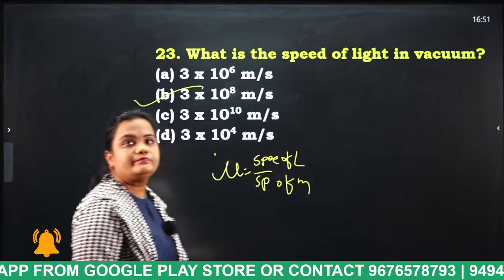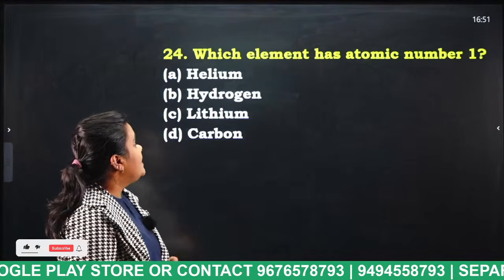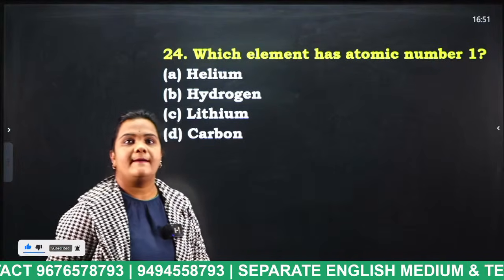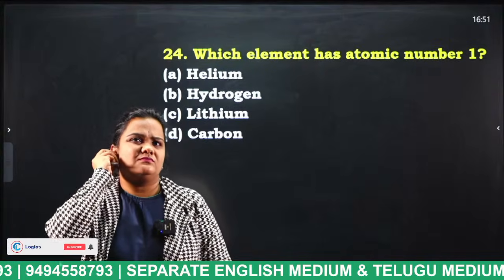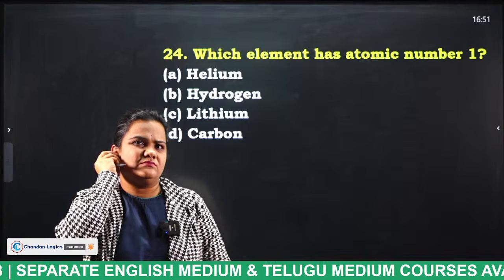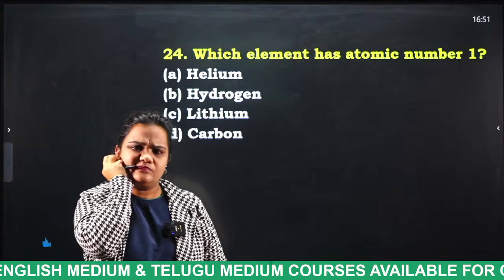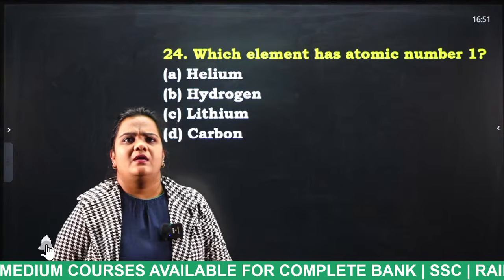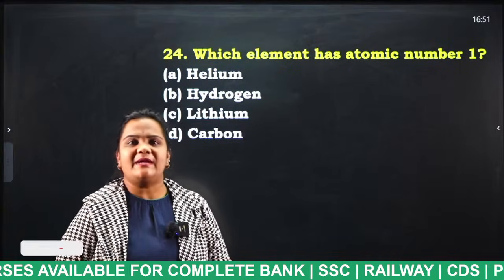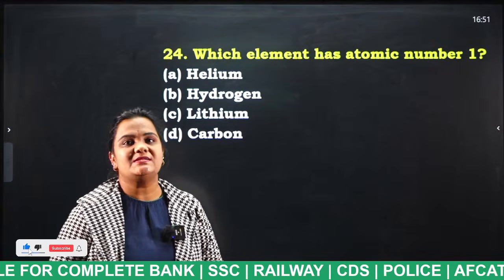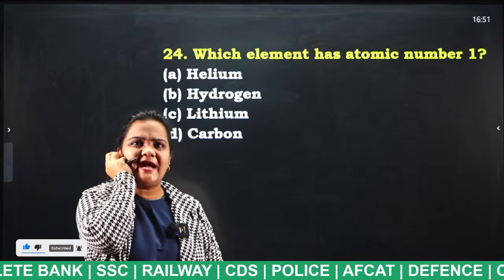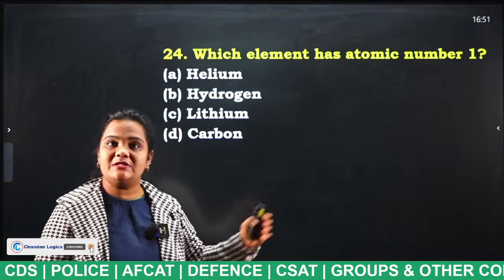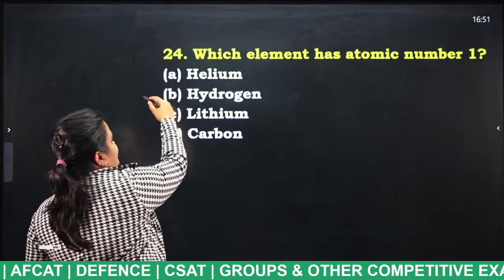Okay. Next, which element has atomic number 1? Helium, hydrogen, lithium, carbon. What is the answer for this question? Yes, gravity, sometimes it is 10 meters per second squared and sometimes 9.8 meters per second squared. Mostly it is 9.8. In order to get an accurate answer, we take 10 in problems. Very good. Hydrogen, 1.